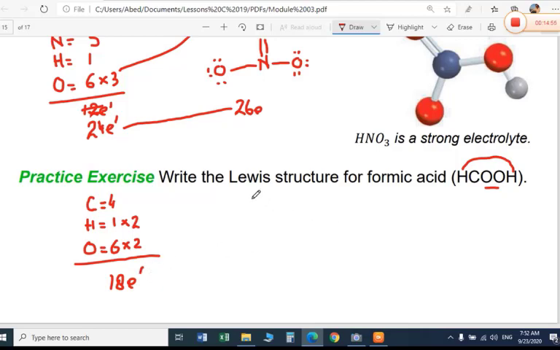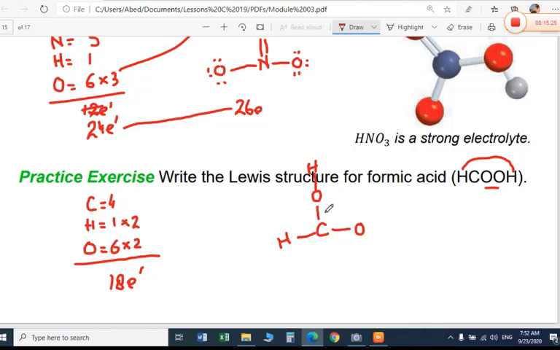Okay, now the structure. These instructions are missing here in the question; they will be given in the exam: that carbon is the central atom, and it is attached to one oxygen atom here and another oxygen here, and one hydrogen is attached to one of the oxygens. So let me overwrite it, and here one hydrogen is free to show it is an acid.